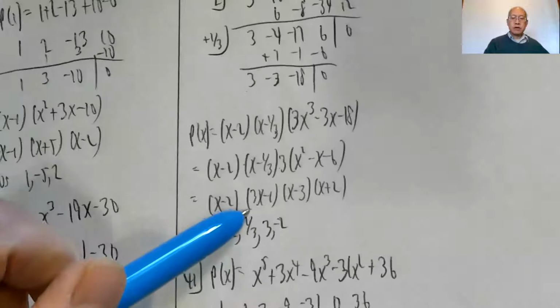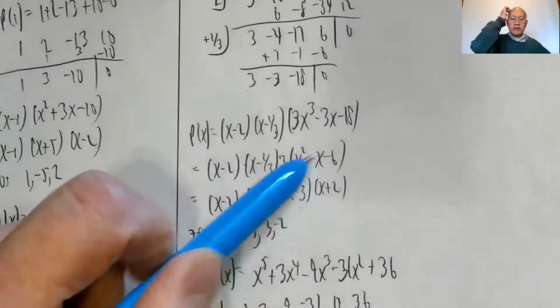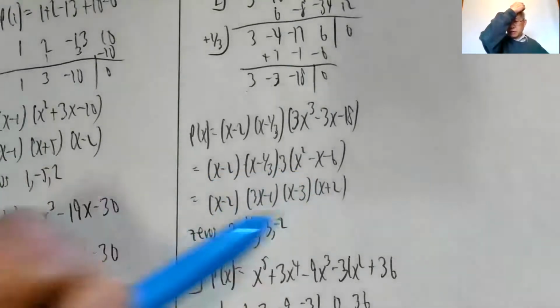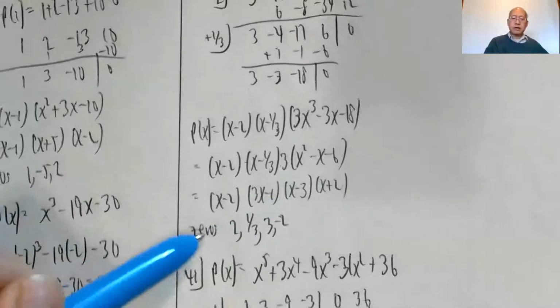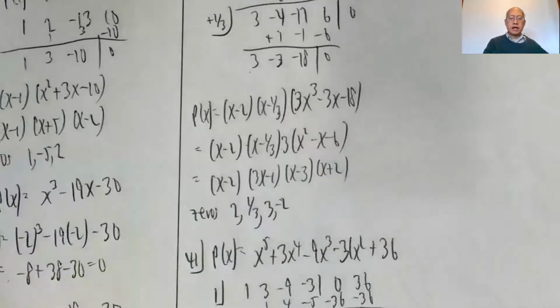X minus 2, 3x minus 1. And now that further factors into x minus 3, x plus 2. Okay, so this is the factored form. My zeros are 2, 1/3, 3, and negative 2.